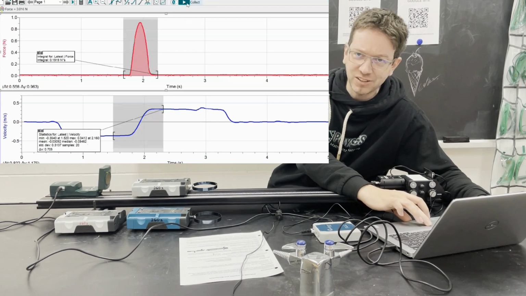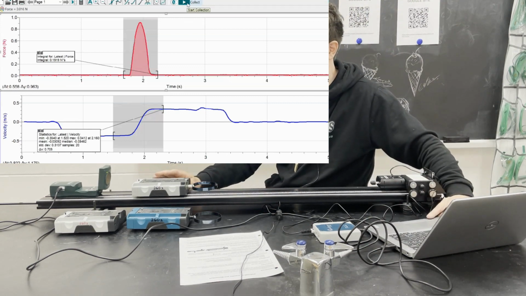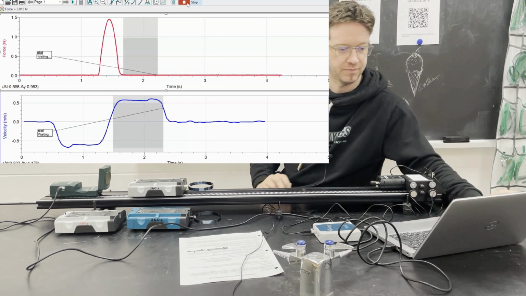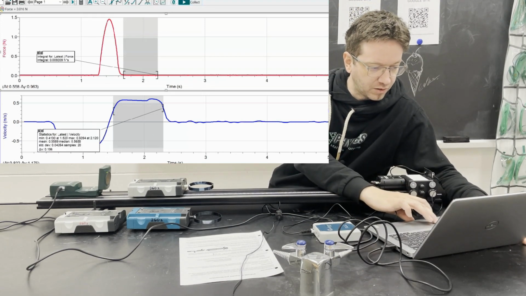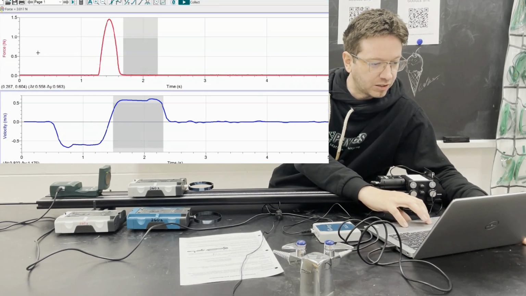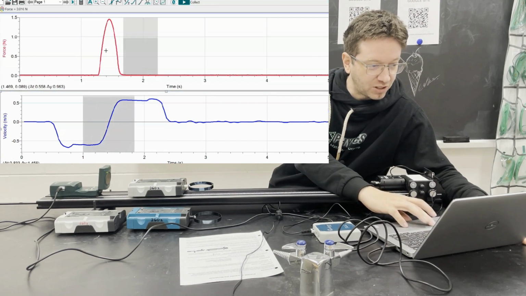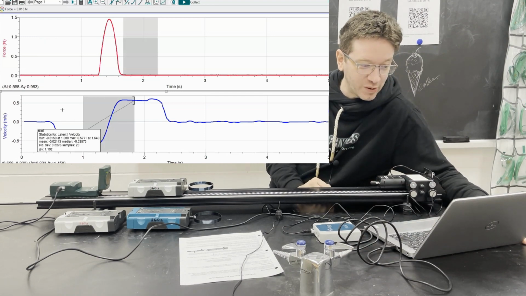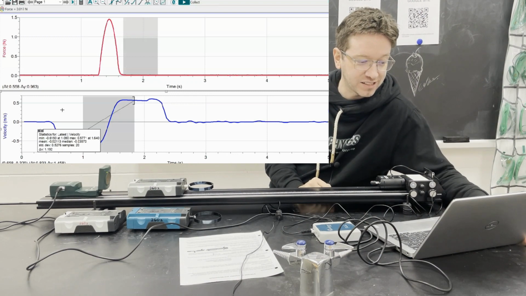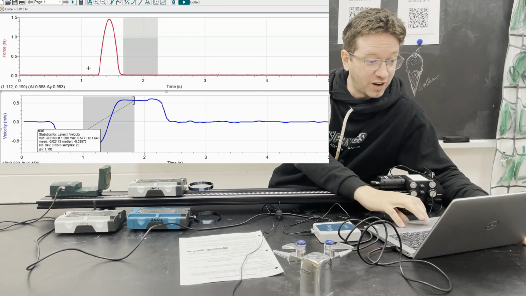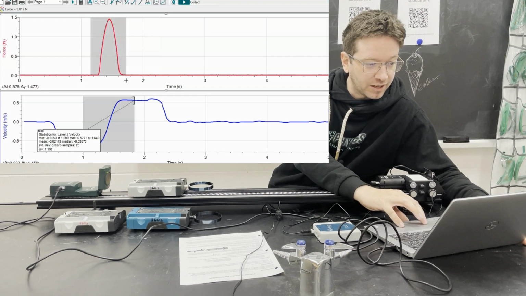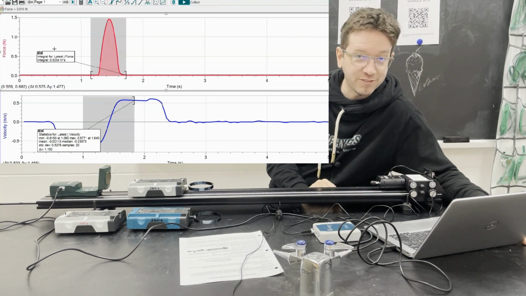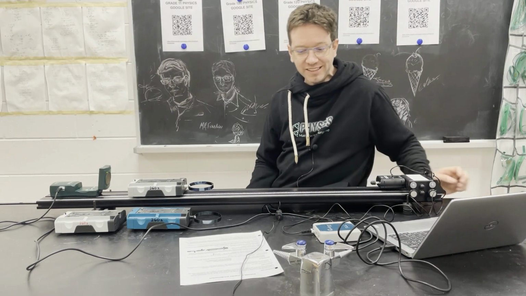Let's do it one more time, and I'll try to push it a little bit faster. Alright, so let's try our change in velocity. We went from negative 0.615 meters per second to positive 0.5771. And our impulse, 0.3234 Newton seconds.